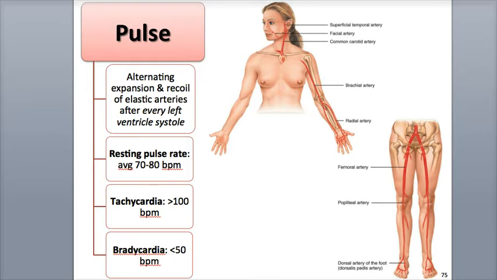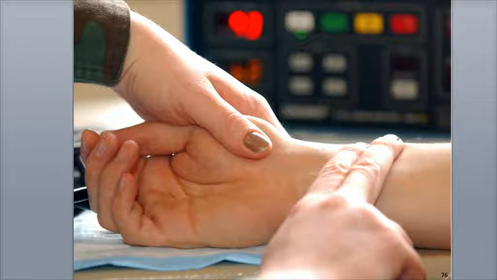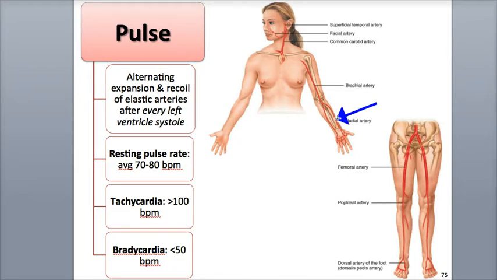Pulse can be measured in the more superficial arteries located near the body surface that can be compressed against a bone. Some common pulse points where pulse rate can be measured include the radial artery of the wrist, as shown here, the brachial artery of the upper arm, the common carotid artery of the neck, the facial artery of the mandible, and the superficial temporal artery near the ear.